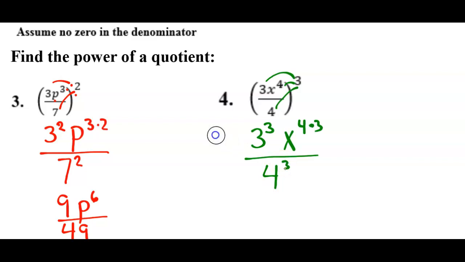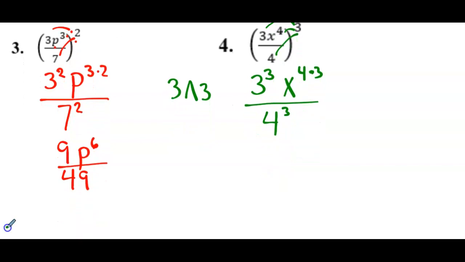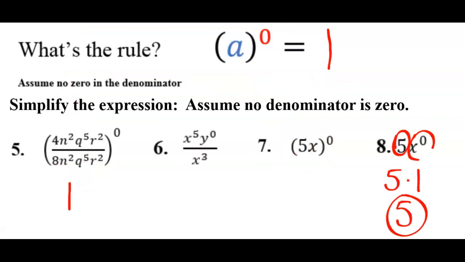Now, you may want to do this on your calculator because it's 3 times 3 times 3. I would do that with my caret button. 3 caret 3. And if you do that, you're going to get 27. You're going to get x to the 12th power, and you're going to get 64 on the bottom. Can I reduce these? No. If you can reduce them, you will. Okay? And that's my answer for that one. Great.